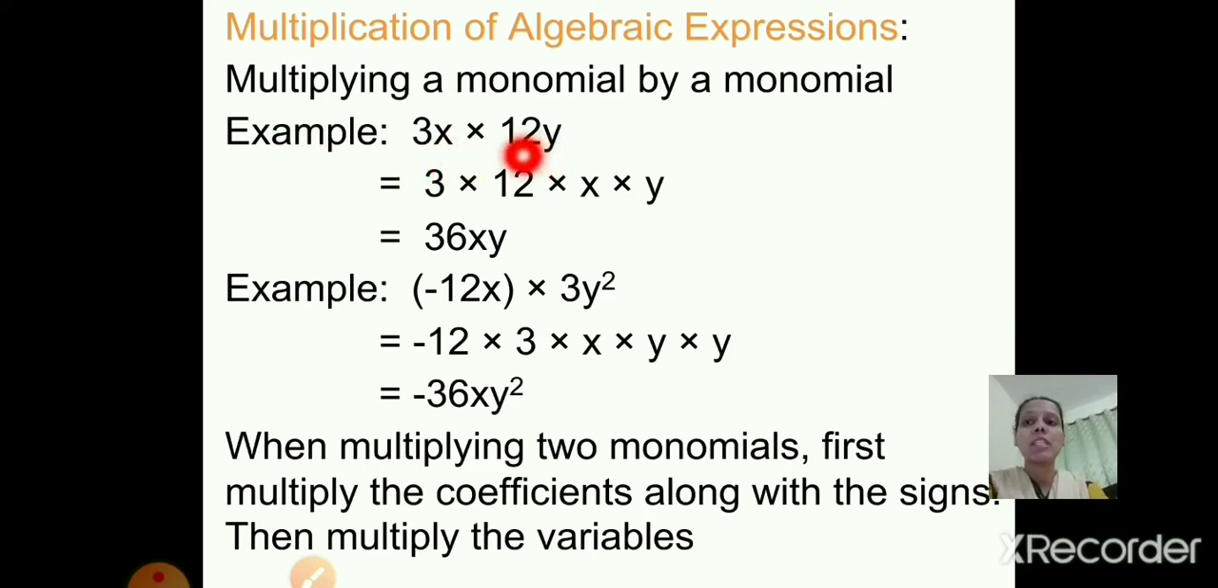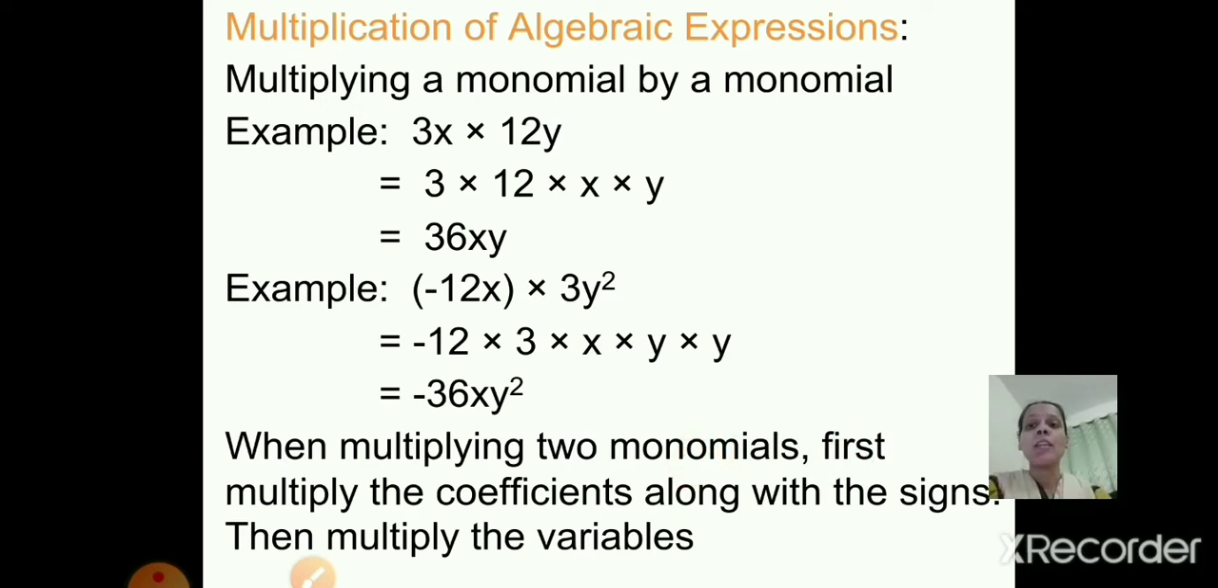As you can see here, this is the first example, 3x multiplied by 12y, correct? Now how will we do the multiplication? There is one rule to multiply a monomial by a monomial. See here. When multiplying two monomials, first multiply the coefficients along with the signs and then multiply the variables. So this is the rule.